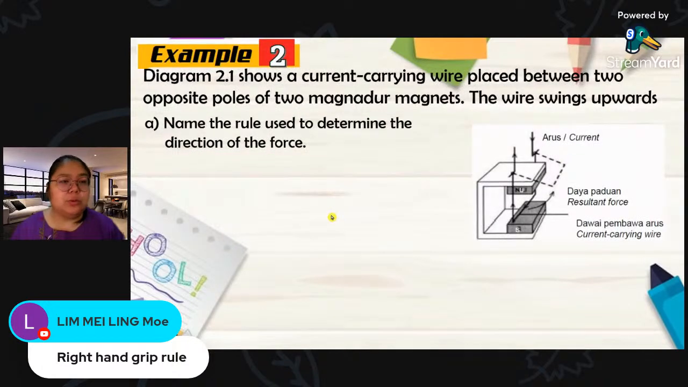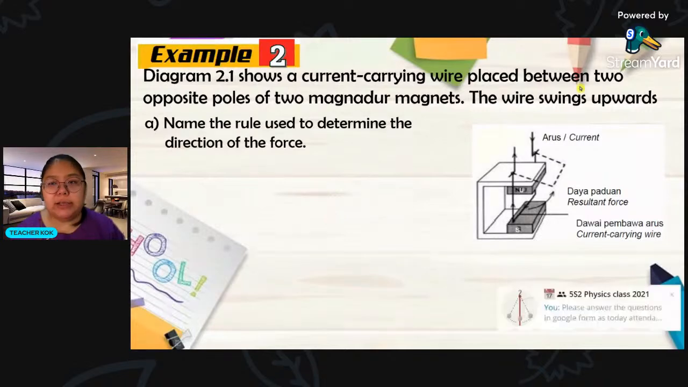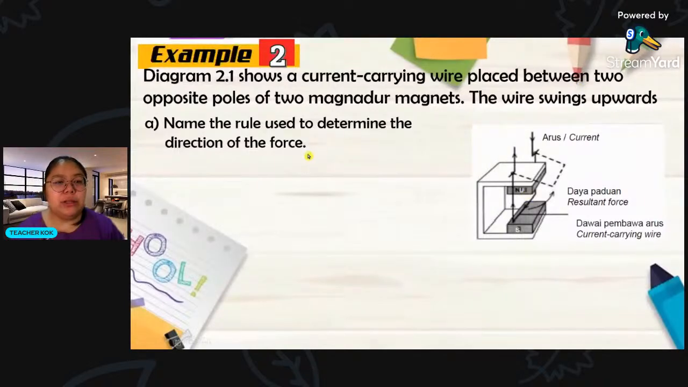Okay, number 2. They show you a current carrying wire placed between two opposite poles. Two magnets. Now the wire swings upwards. And you can see it swings upwards. Name the rule we use to determine the direction of the force. Now it's another situation. What rule are you going to use to find out the direction of the force? You can see here, up is north, down is south. Now they say the force goes out. So the current is coming to you. So you tell me how you find that the force is up.